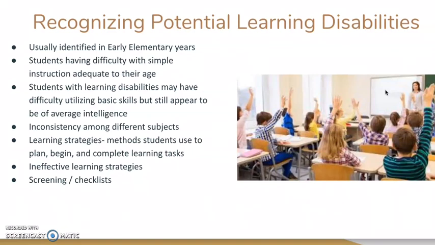They're going to show inconsistency among different subjects, meaning like they could be very good at math, but then be much slower in reading or writing. They'll show ineffective learning strategies, and learning strategies are methods students use to plan, begin, and complete learning tasks. So other ways of recognizing potential learning disabilities are doing screening and checklists.